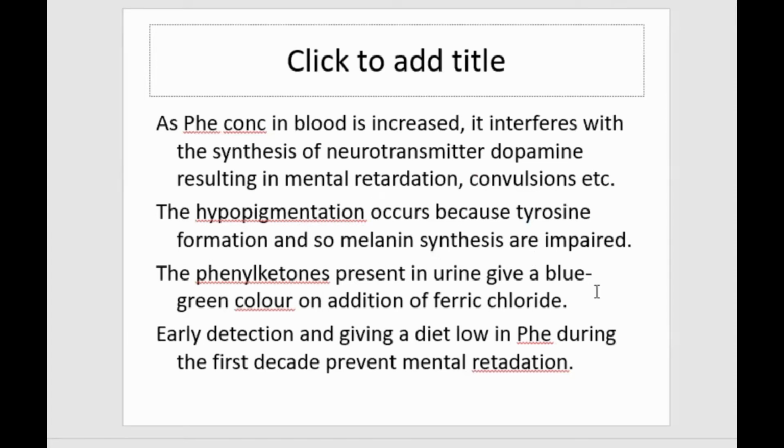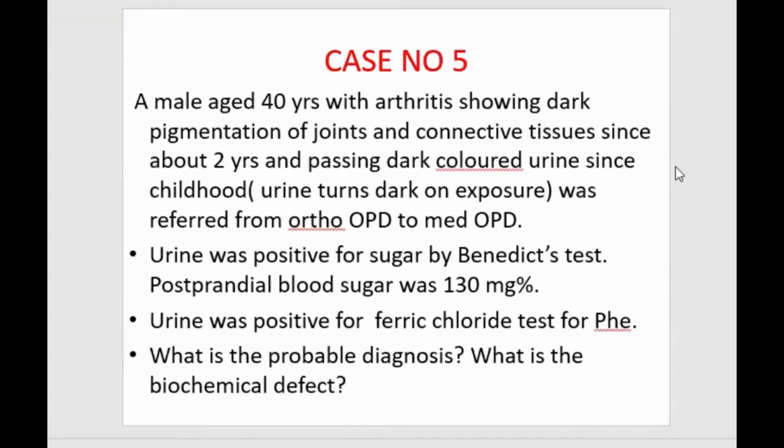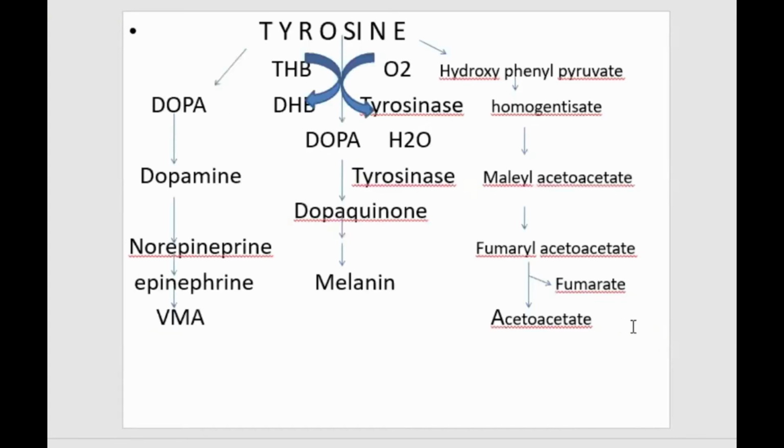The phenyl ketones present in urine give a blue-green color on addition of ferric chloride. So this is called the ferric chloride test. A blue-green color is given by this urine when we add ferric chloride to a few drops. Early detection and giving a diet low in phenylalanine during the first decade will prevent mental retardation. Normally, this is the metabolic pathway of tyrosine. We will be learning about it later.